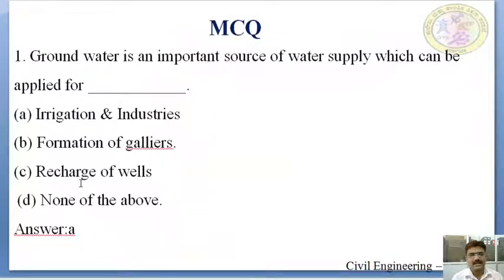Now coming to the MCQs. Groundwater is an important source of water supply which can be applied for: the given options are irrigation, industries, formation of galleries, recharge well, none of the above. Groundwater's benefits are that it is used for irrigation and industries. So the answer is A.